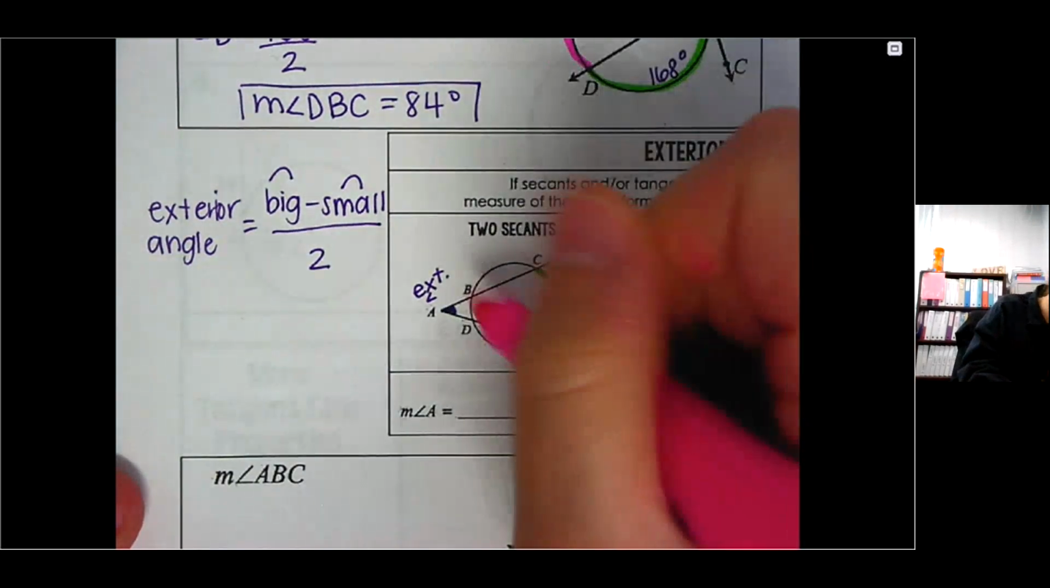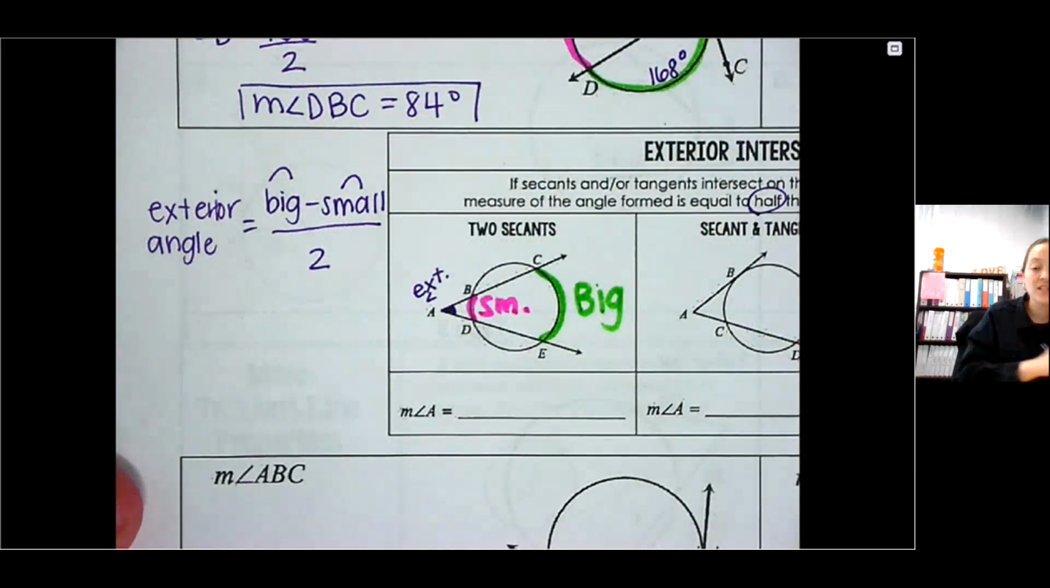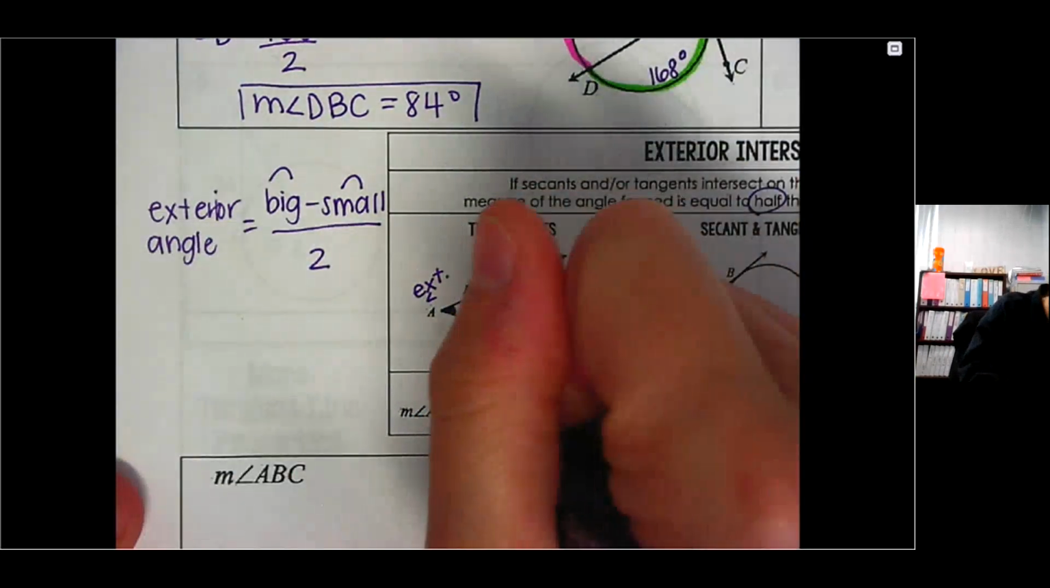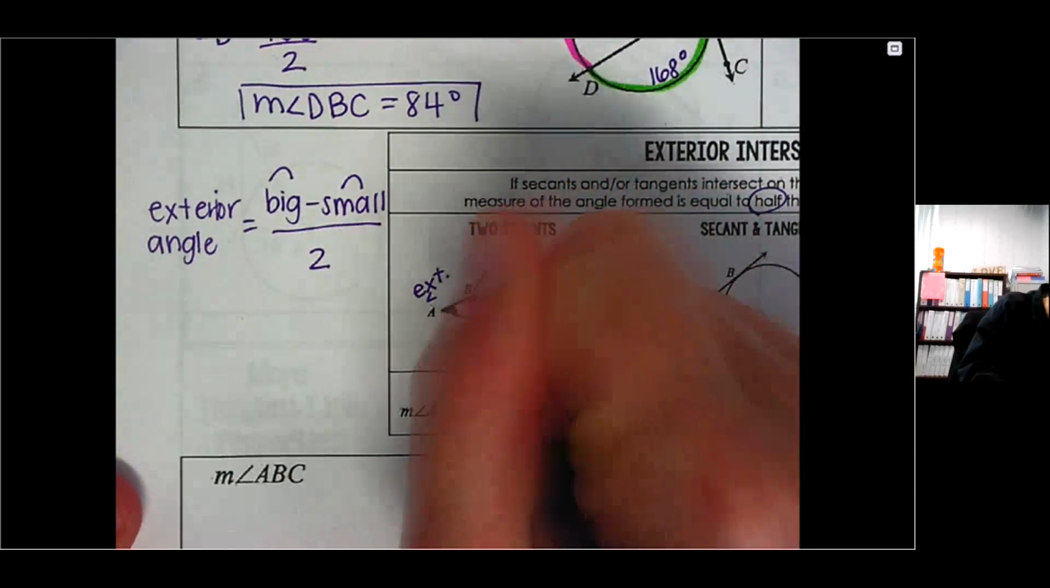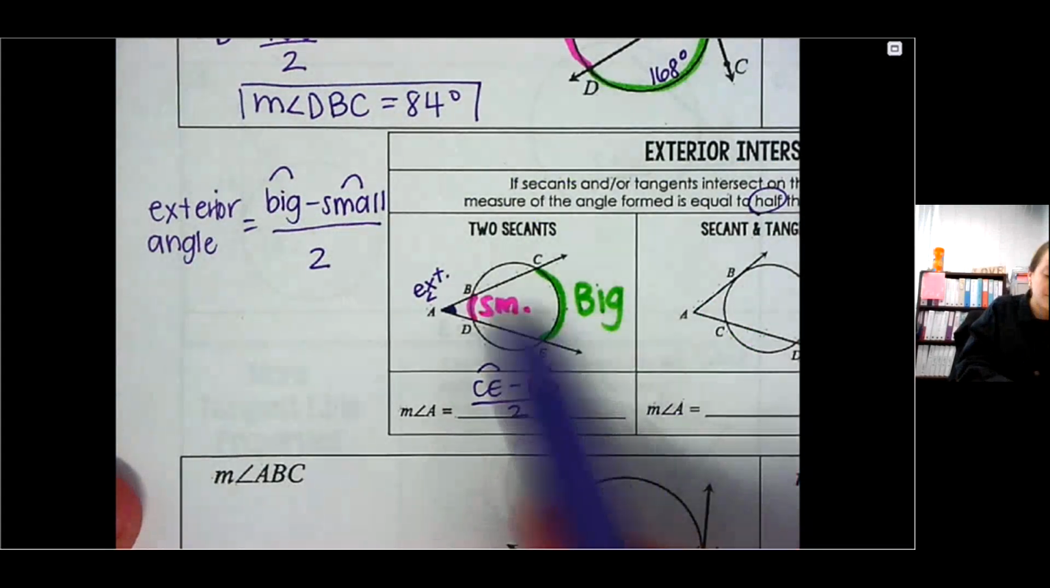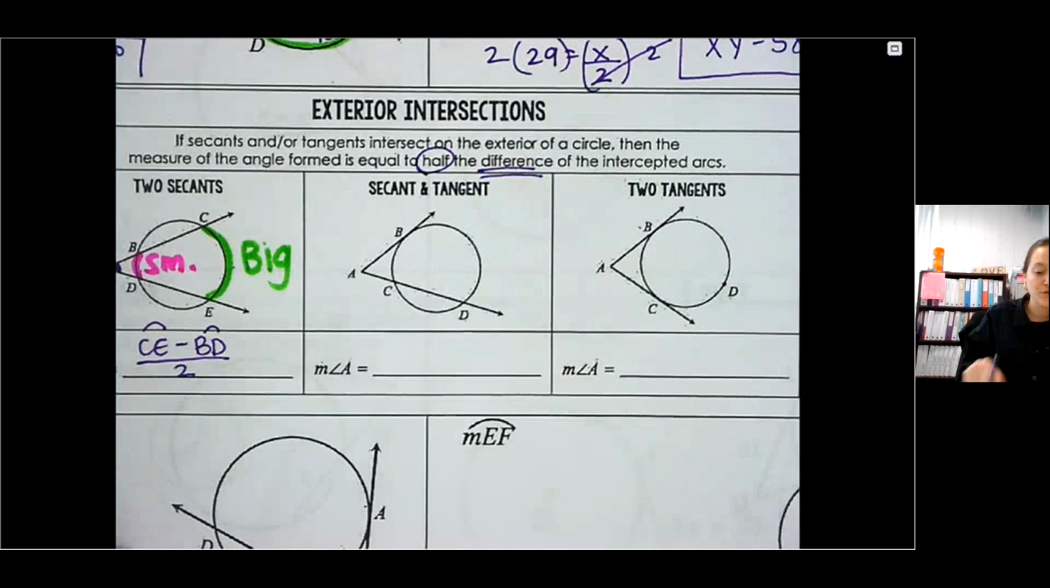And I'm going to subtract the small arc, which is BD. And then I'll divide that by 2. So I'll take CE minus BD and divide by 2. So big minus small divided by 2. The same equation for all of these problems.